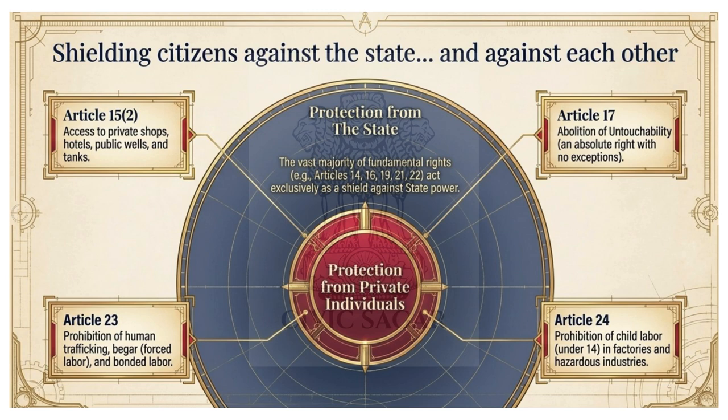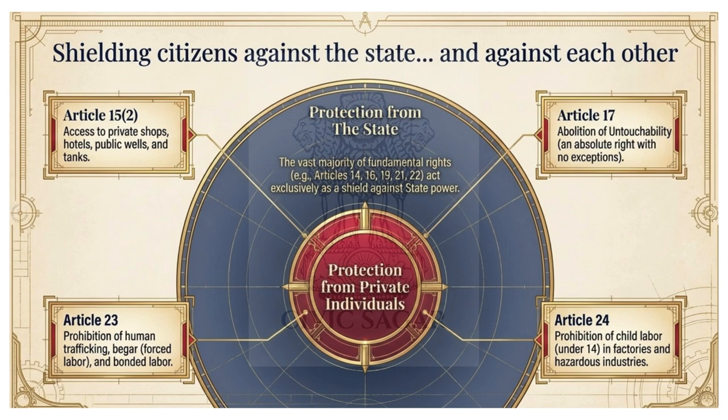While most people think fundamental rights only protect you from the government, the Constitution actually designs them to guard you on two completely different fronts. First, there is protection from the state. The vast majority of your rights, like Articles 14, 16, 19, 21, and 22, act exclusively as a shield against corporate or arbitrary abuse of power by the government apparatus. They ensure the state cannot silence your voice or take away your liberty without just cause.